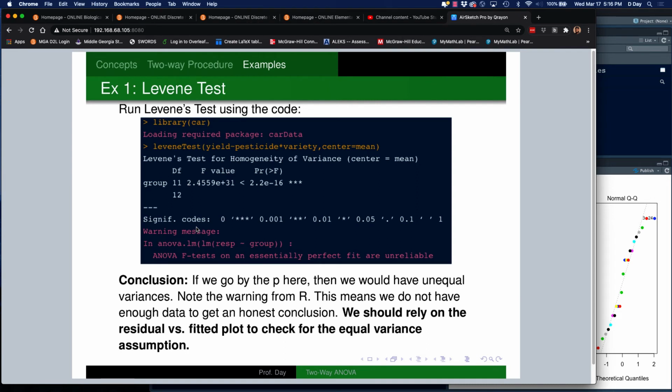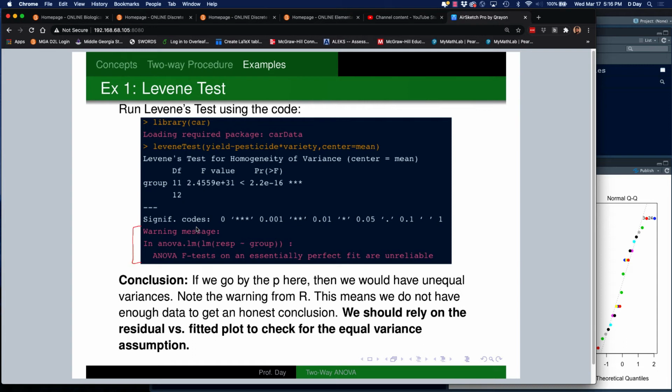So, running the Levene test to round out step 1. I'm not going to run it in R here because I'm going to get the same thing, but I did take a picture of what you'll get. Remember, we have 2 measurements per combination. Because of that, we're going to get this warning message down here when we run a data set like this.